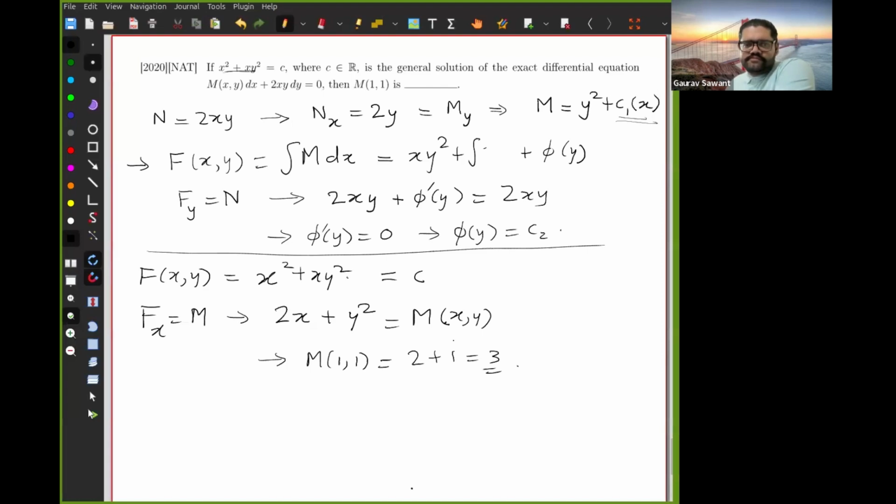See, there can be situations where you don't even need to do this much work. You can straight up take the form, find out M, and be done with it.